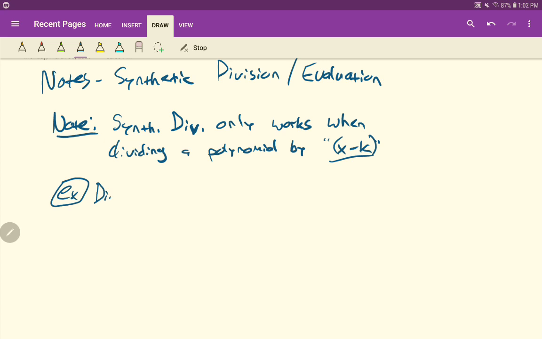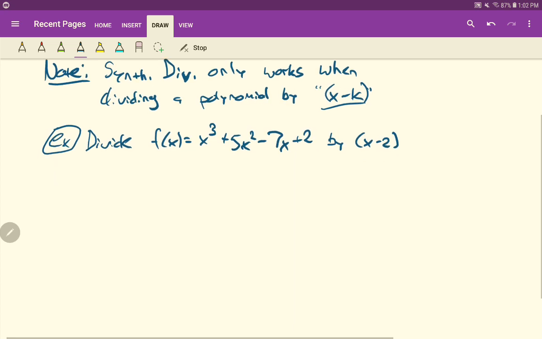Let's say we were asked to divide f of x equal to x to the third plus 5x squared minus 7x plus 2 by x minus 2, that factor. I'll show you synthetic division second. First, I will do our normal long division way that we did back on the Friday before break, for those of you that weren't there, or it's been a while since we've seen this. Anyway, long division, here we go.